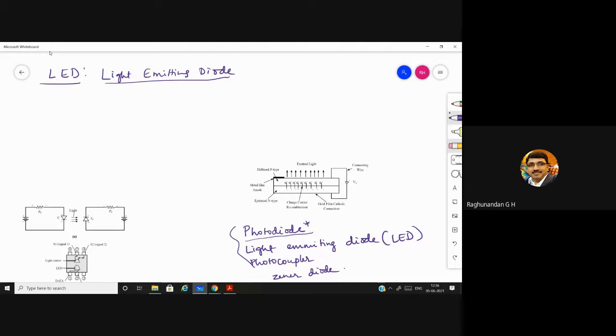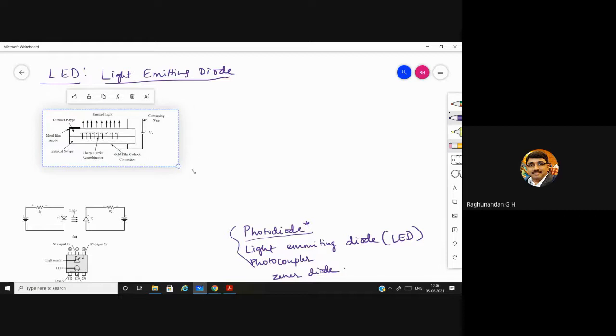It is going to do the reverse process of the photodiode. The photodiode converts a light signal to an electrical signal. The LED converts an electrical signal to a light signal. It takes an electrical signal and gives out a light signal. That is the difference here. In the LED, first we'll discuss the construction.